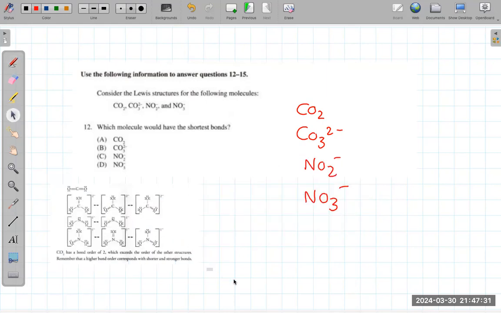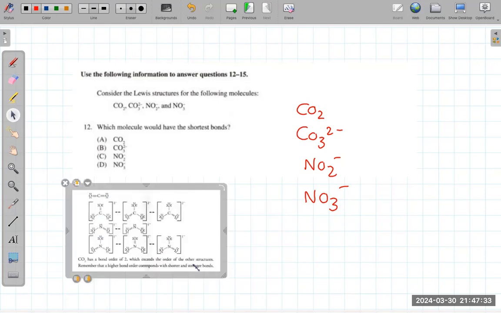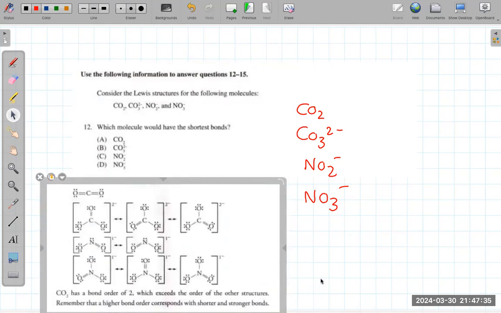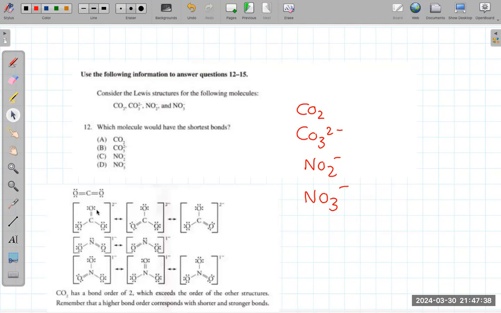And has drawn it like that. So he made the CO2, which has one structure only. And then he made the carbonate, which has 3 structures, and the NO2 minus, which has 2 structures, and the NO3 minus, which has 3 structures. And he asked which one has the shortest bond.